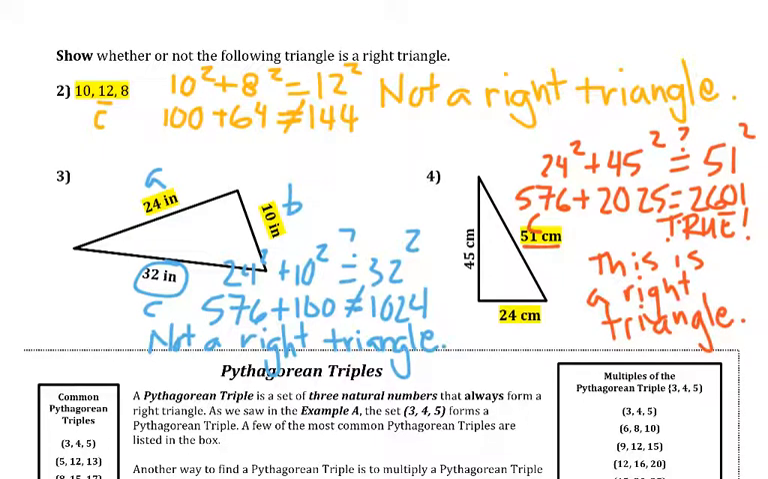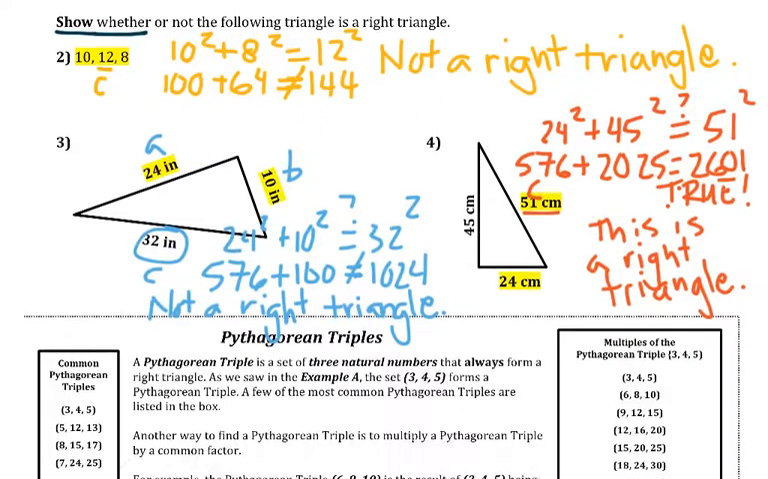Now there's one thing I need to point out about these types of problems. It said show whether or not. Okay? So I have to show all of my work. If you don't show your work, you're simply making a statement that could be true or false. So make sure you show your work so that you're supporting and justifying your answer.